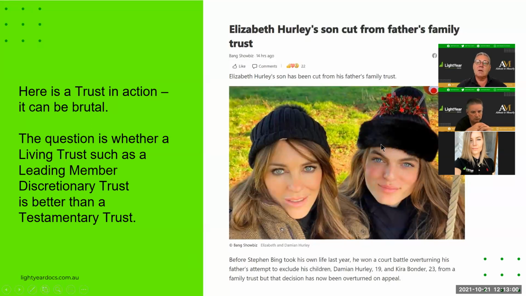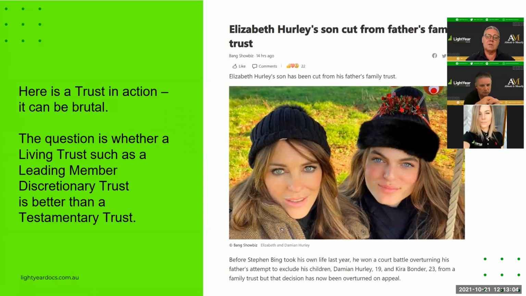I've got our little mates, Liz Hurley and her son, Damien. As you can see there, my wife's a bit obsessed with Elizabeth Hurley's son, because he actually looks, I shouldn't say, but very non-binary, if you want to say that one.